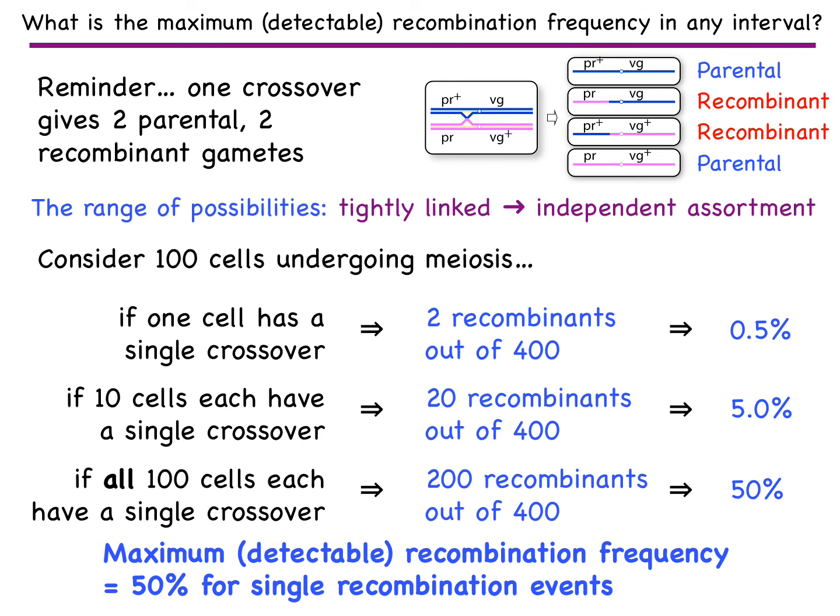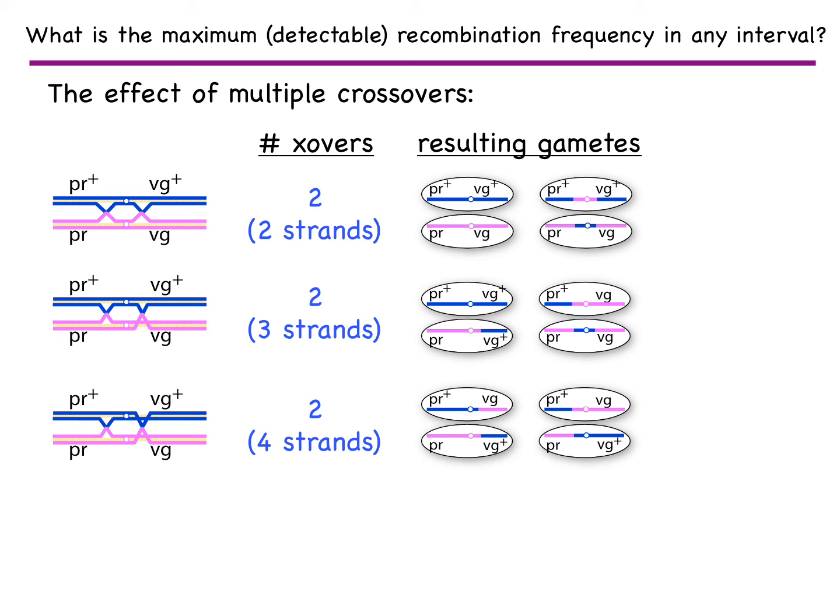This is also very interesting. We're just going to consider all possible double crossover events. There are three different types of double crossover events. The first one is a double crossover that involves two strands of DNA. In this situation, what you end up producing is the four gametes I'm showing you to the right. And if you look closely, all four of these are parental type gametes.